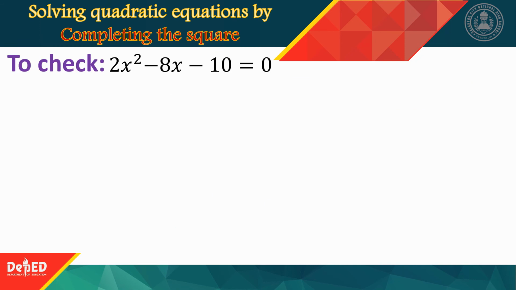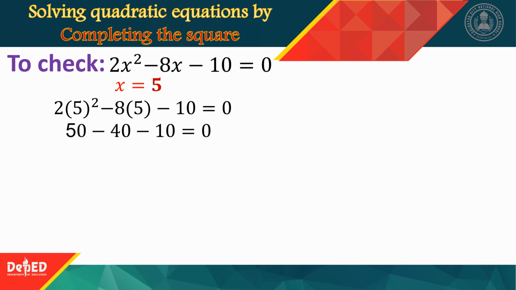So to check if the values of x, positive 5 and negative 1, satisfy your equation, 2x squared minus 8x minus 10 is equal to 0, substitute. So 2 times 5 squared minus 8 times 5 minus 10 is equal to 0. Then we have 50 minus 40 minus 10 is equal to 0. Then we have 50 minus 50 is equal to 0. 0 is equal to 0. Correct. Then x is equal to negative 1.